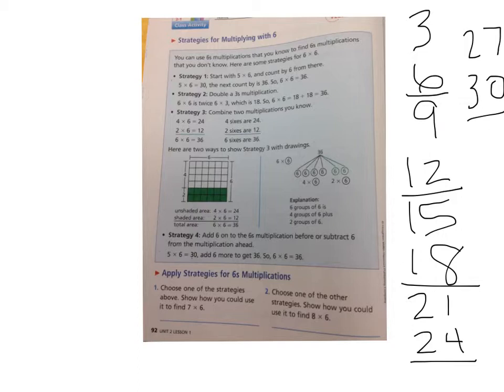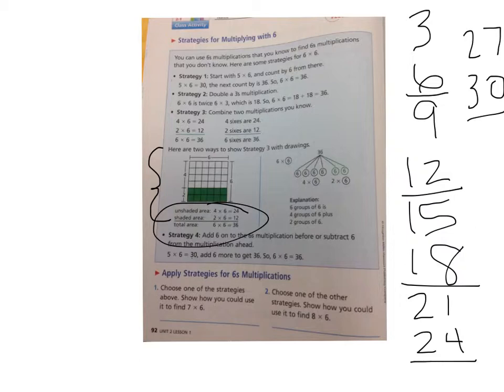The third strategy is to combine two multiplications you know. We've done this when we were doing area. It shows you the strategy right here. We know 4 times 6 and 2 times 6, so we can add those two problems together to get 6 times 6. We could also do a drawing of it, which would show us 6 groups of 6 is 4 groups of 6 plus 2 groups of 6. The fourth strategy is to add 6 onto 6's multiplication before or subtract 6 from multiplication ahead.